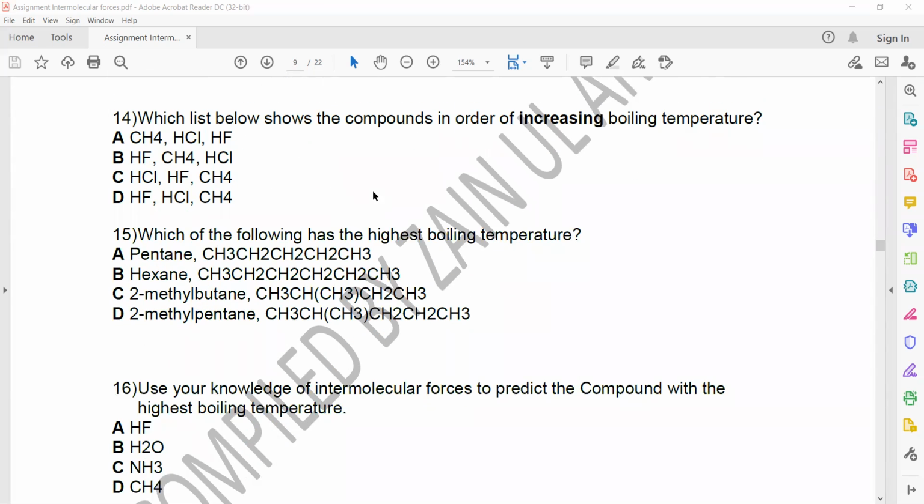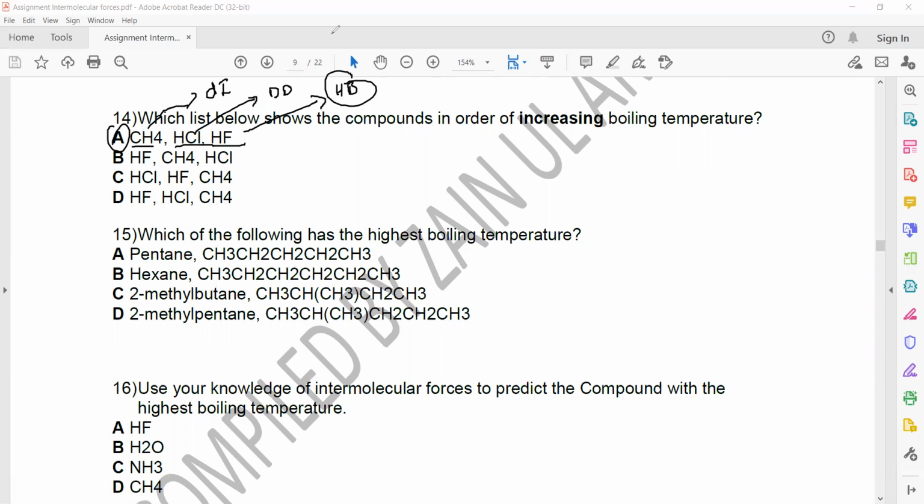Which list below shows compounds in increasing boiling temperature? CH4 will have dipole-induced dipole forces. HCl will have dipole-dipole forces, and HF will have hydrogen bonding. Hydrogen bonding is stronger, so the highest boiling point will be HF, followed by HCl, and then the weakest will be CH4, which has dipole-induced dipole forces.